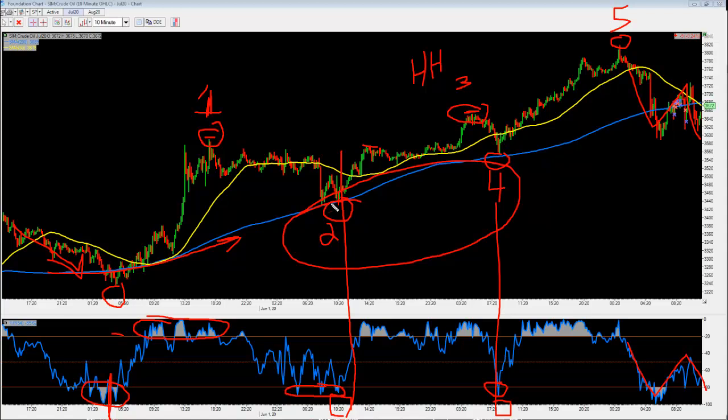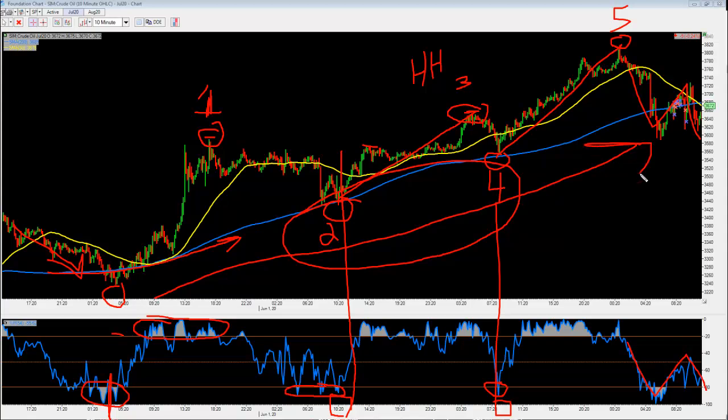So basically you would want to take 2 to 3, and you want to take 4 to 5. Those are the two uptrends, and you can see this line here, this 200 bar line, has stayed in a nice uptrend this whole time.